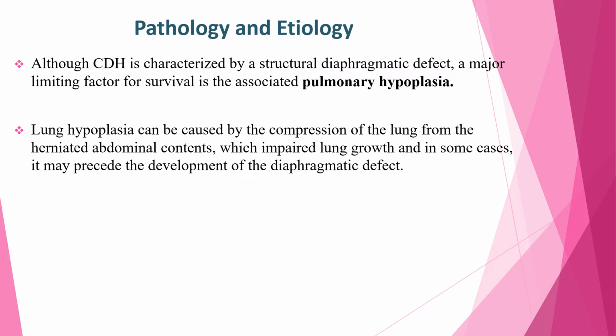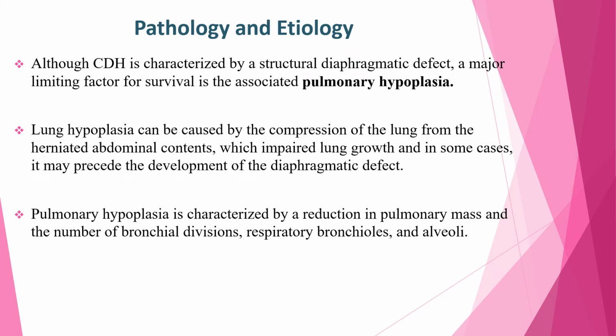Lung hypoplasia can be caused by the compression of the lung from the herniated abdominal contents, which impairs lung growth, and it's secondary. In some cases it might be part of the malformation, and it might precede the development of the diaphragmatic defect. Pulmonary hypoplasia is characterized by a reduction in pulmonary mass and a number of bronchial divisions, respiratory bronchioles and alveoli.